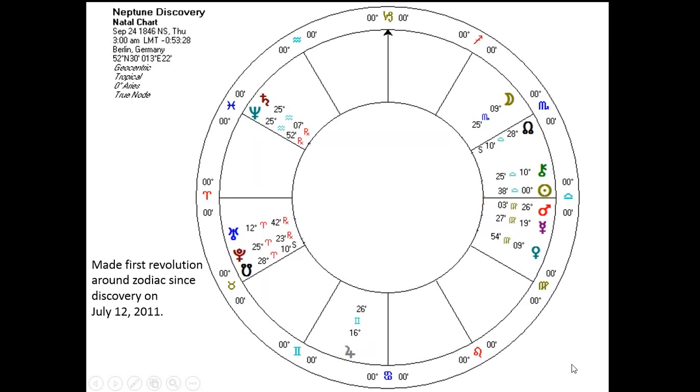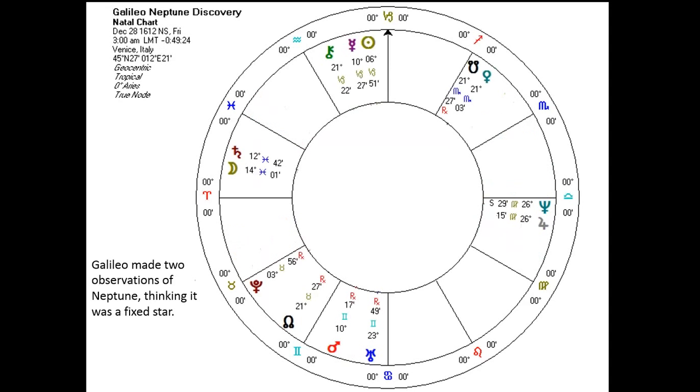So I thought I'd just put that little tidbit in there for you. Not going to go over the chart in too much detail here. But here's another interesting tidbit in case you didn't know this. Galileo actually made 2 observations of Neptune in the sky, but he thought it was a fixed star.